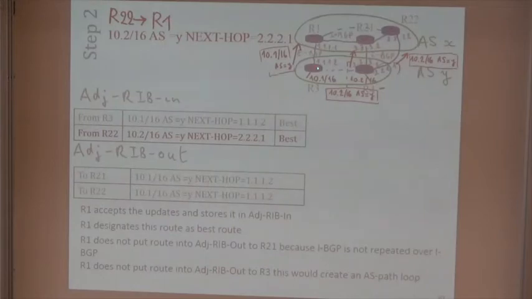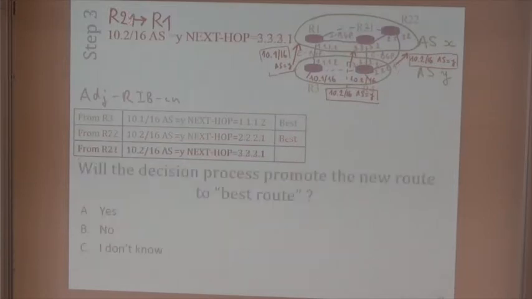It's also not repeated to R3 because this is a route that has the domain Y. So if I send it to R3, I would need to add my own domain X, but I would be sending to Y a route that comes from Y. So it would be creating a loop here. I don't want to create an AS loop, because obviously you don't want to send to an AS information that comes from this AS, so it's not repeated either. So nothing else happens.